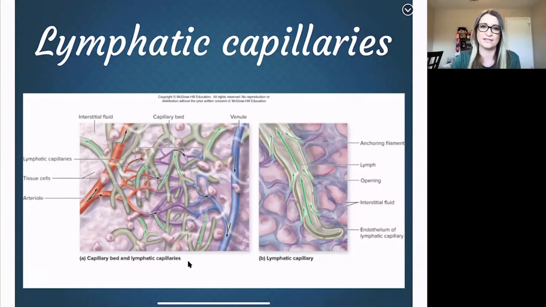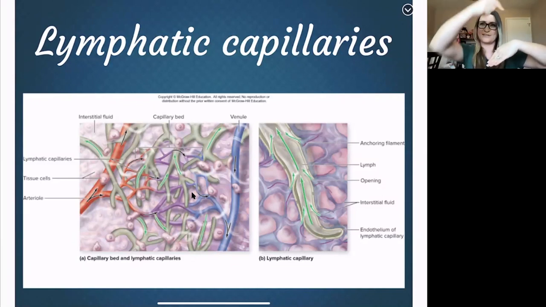If you notice on picture B right there, you can see that there are spaces between these cells because these cells are overlapping. They're not next to each other like regular endothelial cells of a blood capillary. They're actually on top of each other slightly. So if the fluid is coming from this way, it would push one of the cells open like this, and fluid goes in. But if you increase the pressure from the inside, because of that overlap, this wouldn't open.